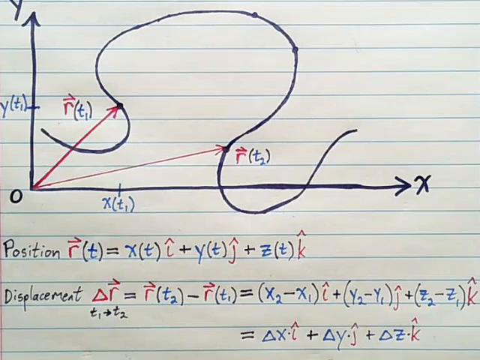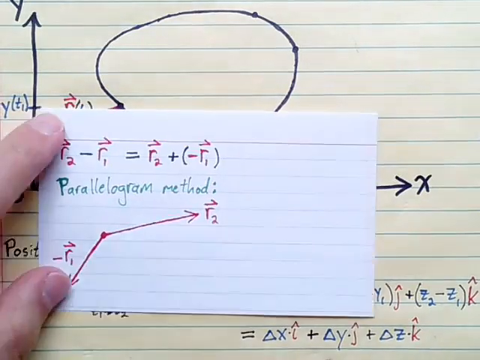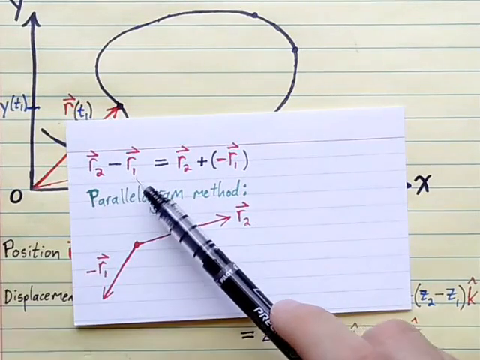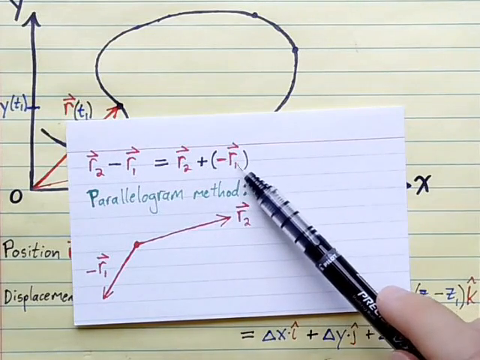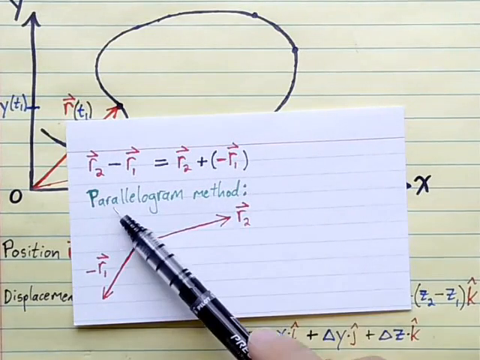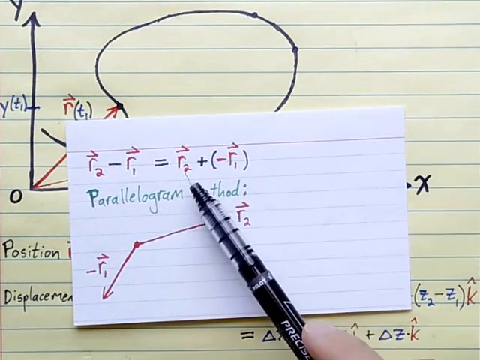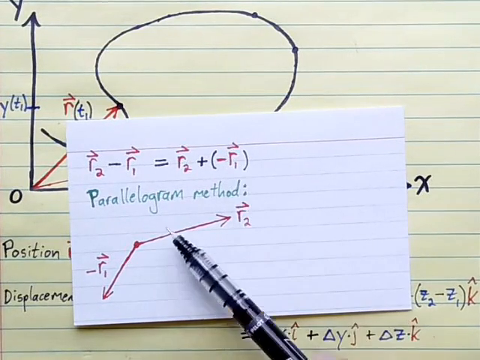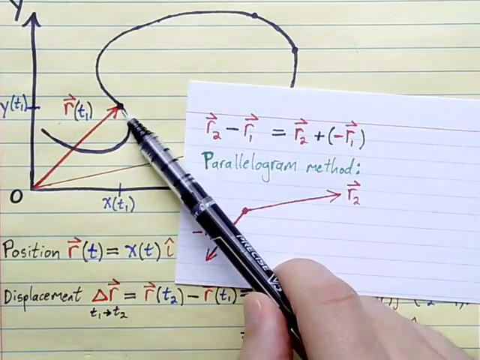If we want to visualize what that looks like, let's do it first with the parallelogram method. R2 minus R1, this vector minus that vector. That means the same thing as R2 plus the opposite of R1. So if we want to use the parallelogram method to visualize the new vector, we'll put R2 and minus R1, or the opposite of R1, tail to tail. So that's R1, R at time 1.